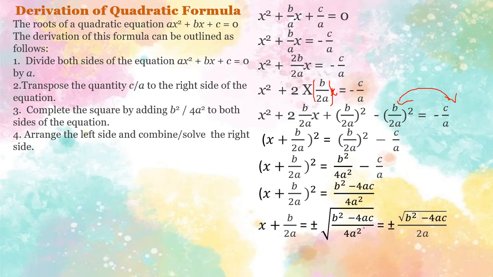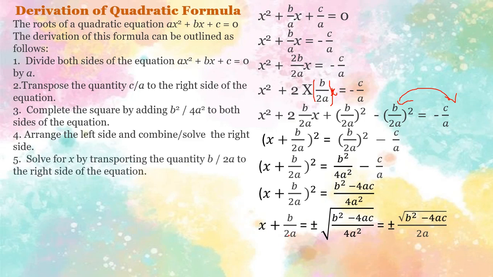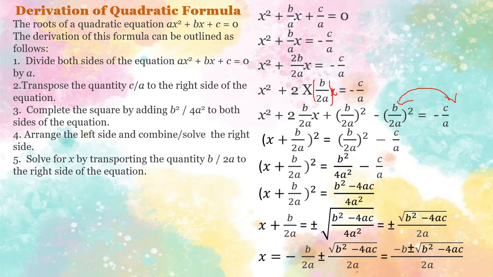As for the denominator 4a square, we take the square root of the numerator as well as the denominator. So 4a square becomes 2a, as 4 we can represent as 2 into 2, and a square is a into a. So 2a is the square root of 4a square. In the next step, the b upon 2a quantity which is in the left hand side with x should be transposed to the right hand side. So we get minus b upon 2a plus or minus under root b square minus 4ac upon 2a.